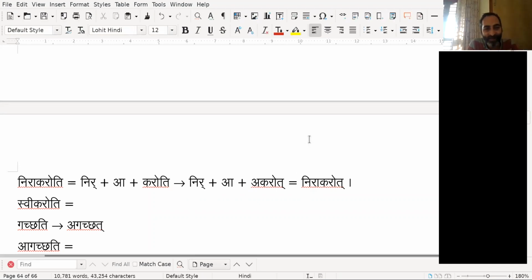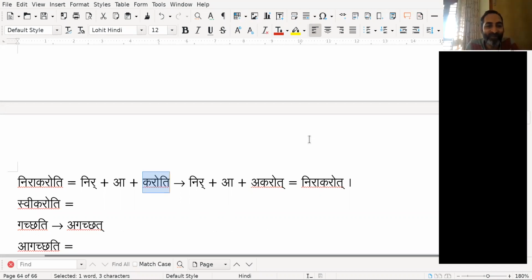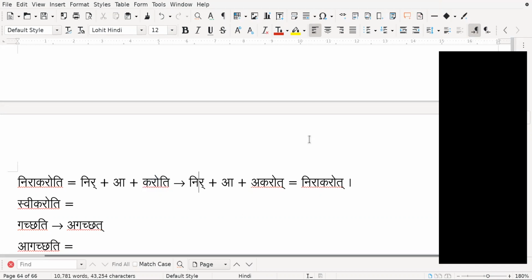Is it clear or not? Not actually. It's not clear. I want to know where did that a come from. See, it's another upsarga. A is also an upsarga, right? Agachati. A is upsarga. Nir is also upsarga. There are two upsargas here before karoti. Okay, so it's a upsarga, not a. Nir plus a plus karoti. The lang lakara of karoti is akarot.